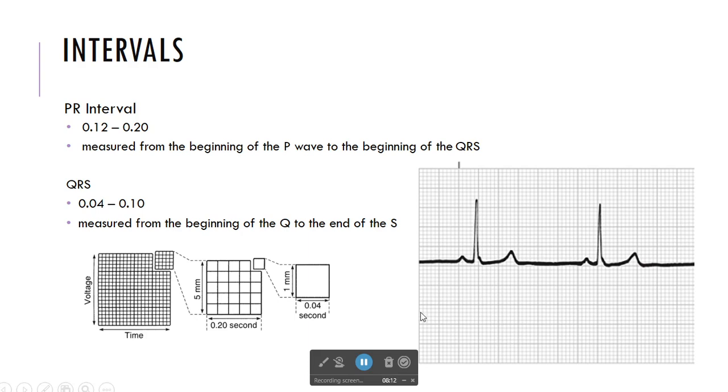Now we're going to count our QRS. So for the QRS, we start at the same point we stopped counting for our PR interval, and we're going to count to here. So I can see that I have one full box and a partial second box. So I'm going to count this as half. So I have 0.04 and half. So my QRS is 0.06.